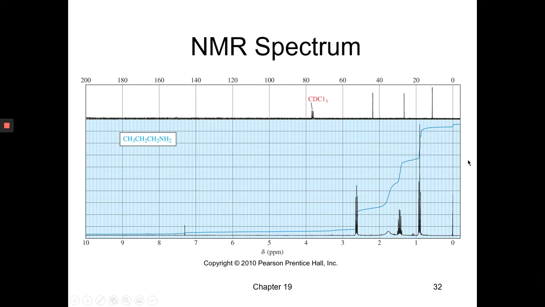Up above the proton spectrum, we have the carbon 13 spectrum. There's 3 different carbons, and so we see 3 different peaks. This was done in deuterochloroform as a solvent, and so that's what this peak at 77 is.